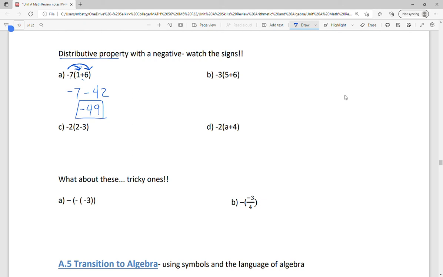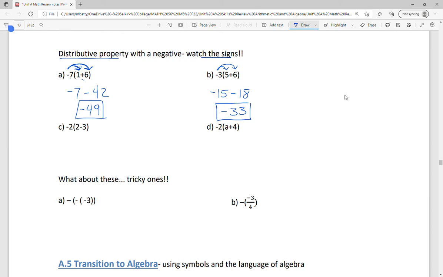So this pattern and the arrows, I do it to slow myself down. Watch the signs. -3 times 5 is a -15. Then that 3 is going to go to the other. -3 times 6 is a -18. And so I would get a -33.